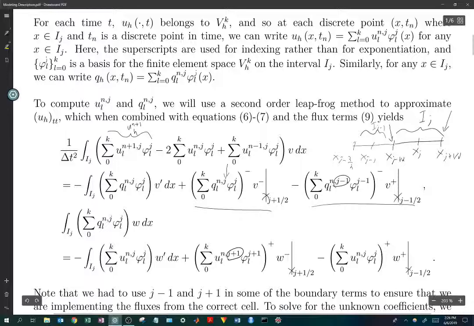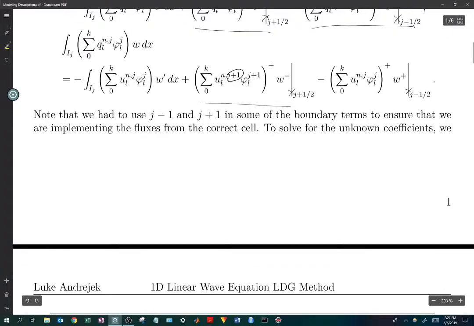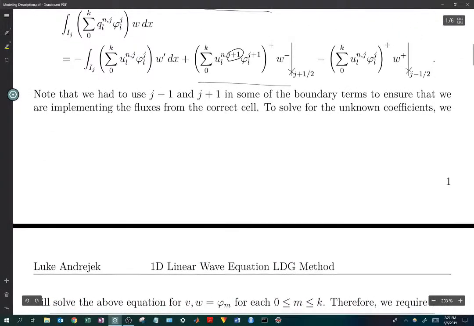Similarly, when we move down here to this part, we're evaluating it at x_{j+1/2}. So again, we have this arrow here, and we're approaching from the right. So our information is coming from the cell I_{j+1}. And so that's why we're evaluating u from within the cell I_{j+1}. And then for the final term, you can check it, but you end up just using the cell I_j, so it works out well. Okay, so now we have all these u_l^{n,j}'s and q_l^{n,j}'s that we need to solve.